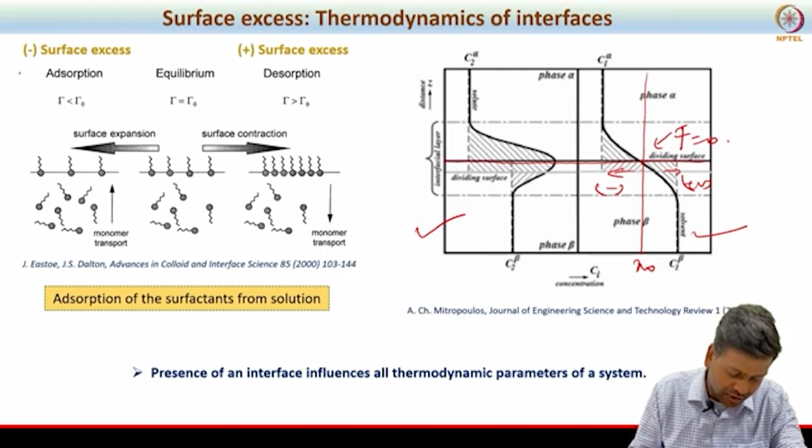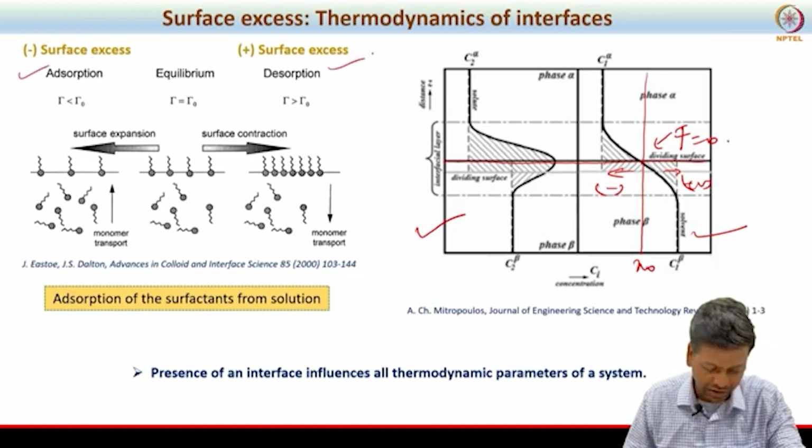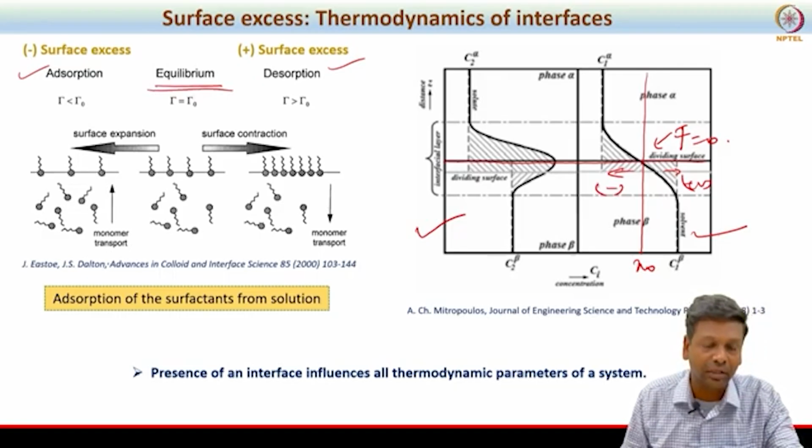Now let us say we are talking about surface excess, positive and negative surface excess, and equilibrium. What is the direction of the transport of the solute molecules is something that we need to understand.